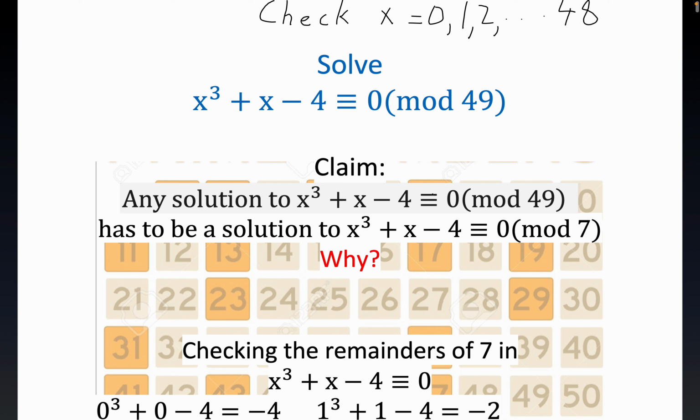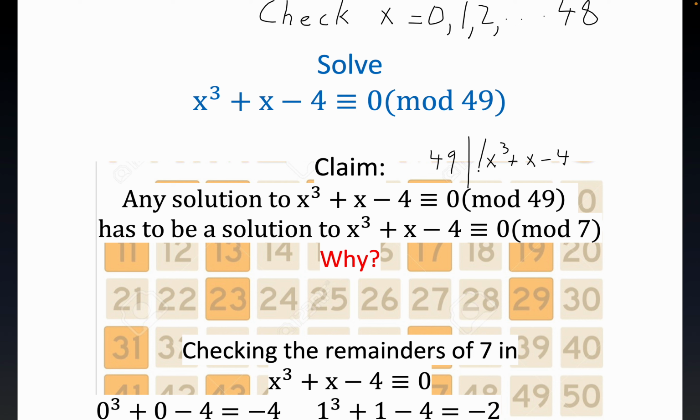Notice that any congruence statement can be rewritten as a divisibility statement. Every congruent statement has a corresponding divisibility statement. So another way of writing this would be to say that 49 divides x cubed, assuming x is a solution to this thing. If it is, then this holds. Again, every congruent statement has a corresponding divisibility statement.